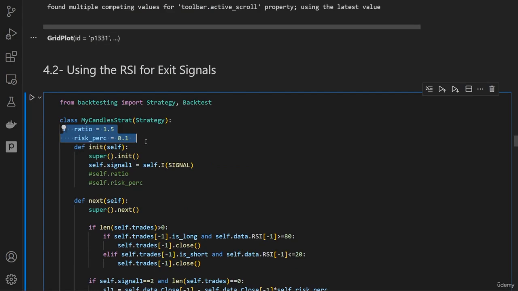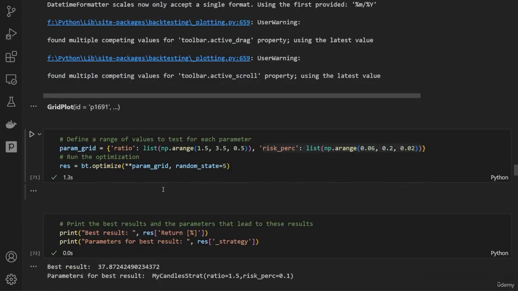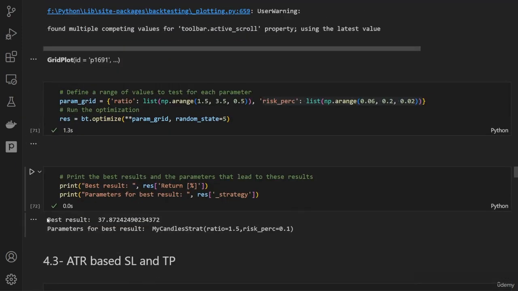So you have to move them here to the beginning of the class and use them throughout the class. And we can optimize these values using a grid search, and this is what we will be getting for this one. So it's 37.8%, and these are obtained for a ratio of 1.5 and the risk percentage of 0.1.